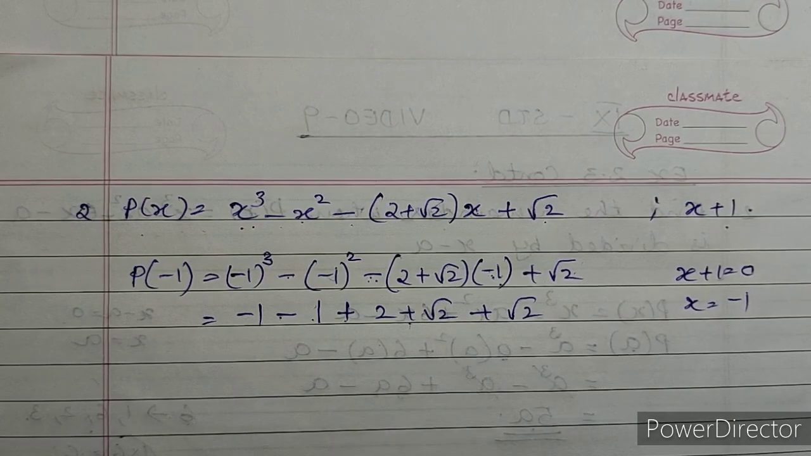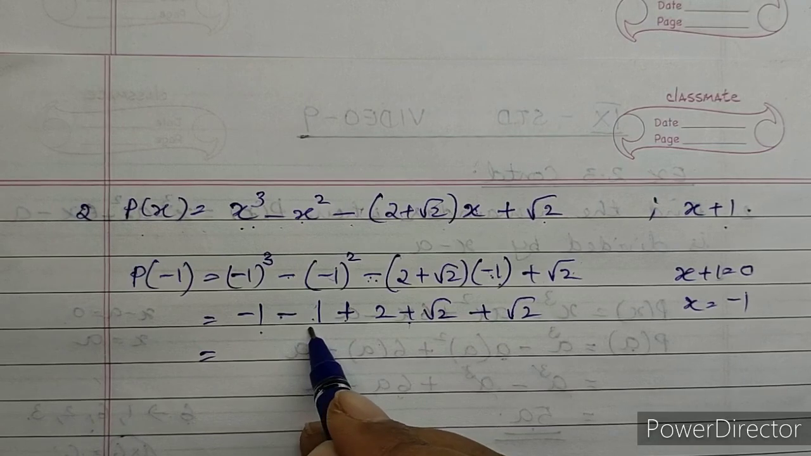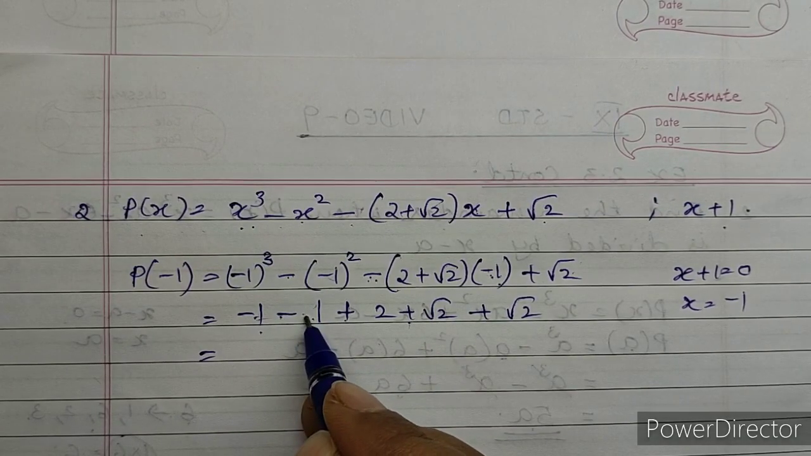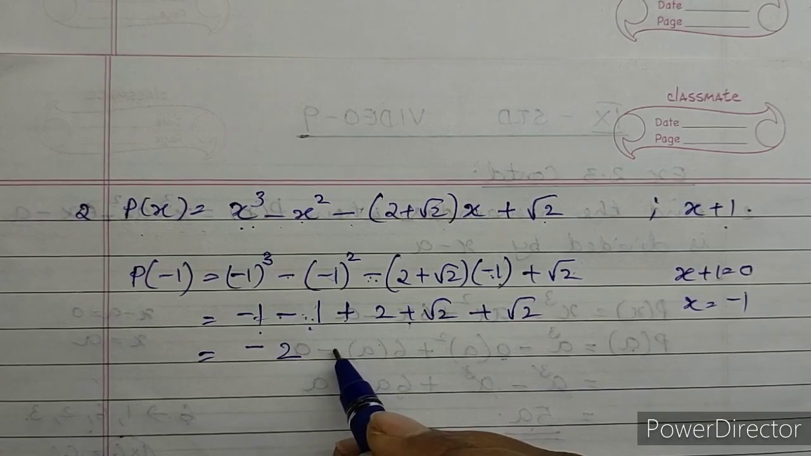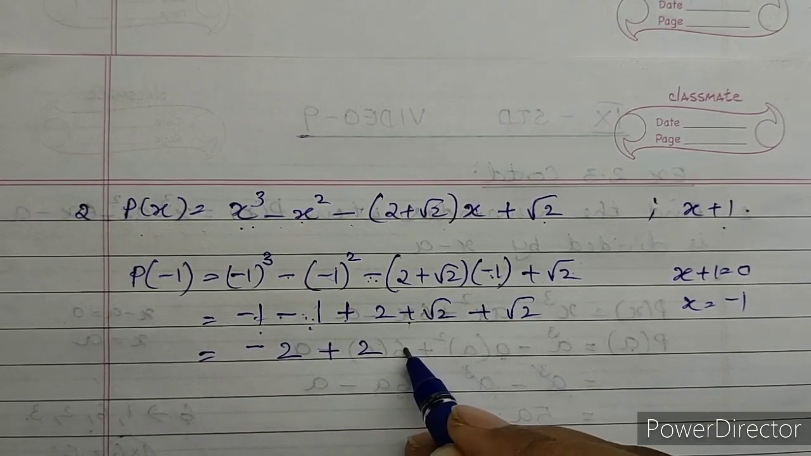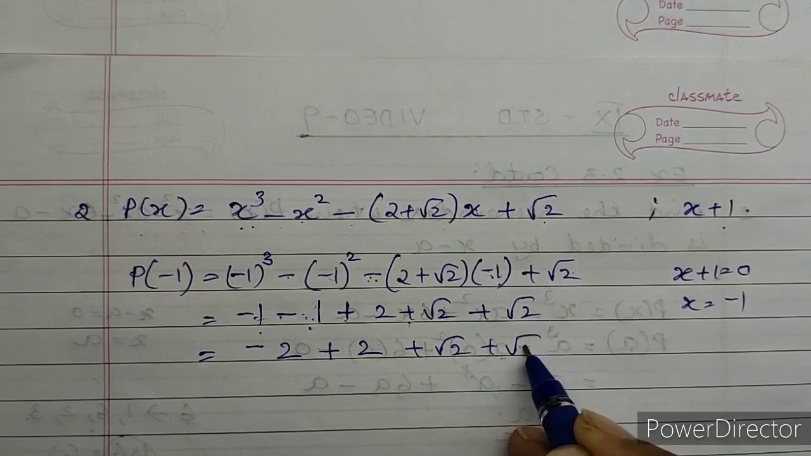So now, any cancellation possible? Nothing. No cancellation is possible. Minus 1, same signs means you should add and put a negative sign. So it will come minus 2 plus 2 plus root 2 plus root 2.